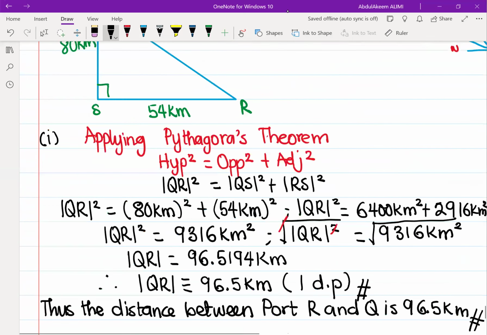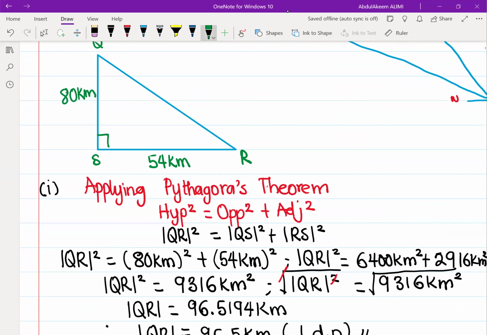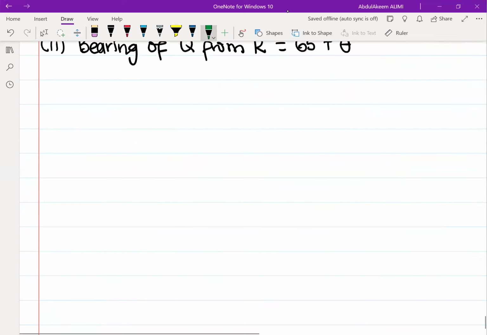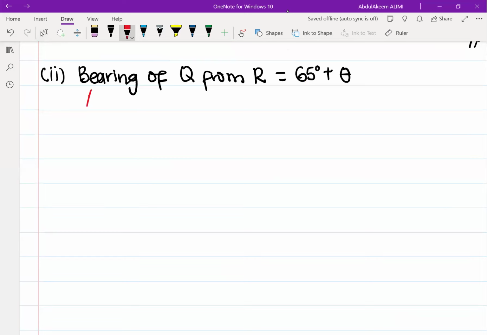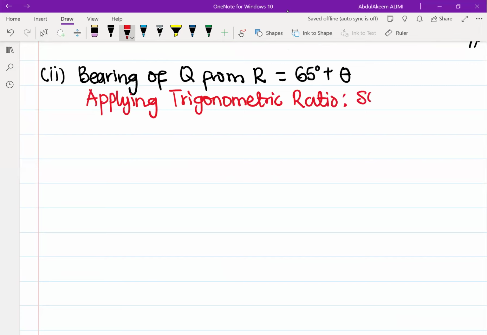How do I get my theta? That means I have to go back to this right angle that we got here. I will apply my theta here. Since I'm looking for theta and I still want to use this same value here, what am I going to use now? I'll be applying trigonometric ratio, which is what? SOHCAHTOA. To apply SOHCAHTOA, I'm applying tan, because I have only opposite and adjacent there. So that will be tan theta equals what?